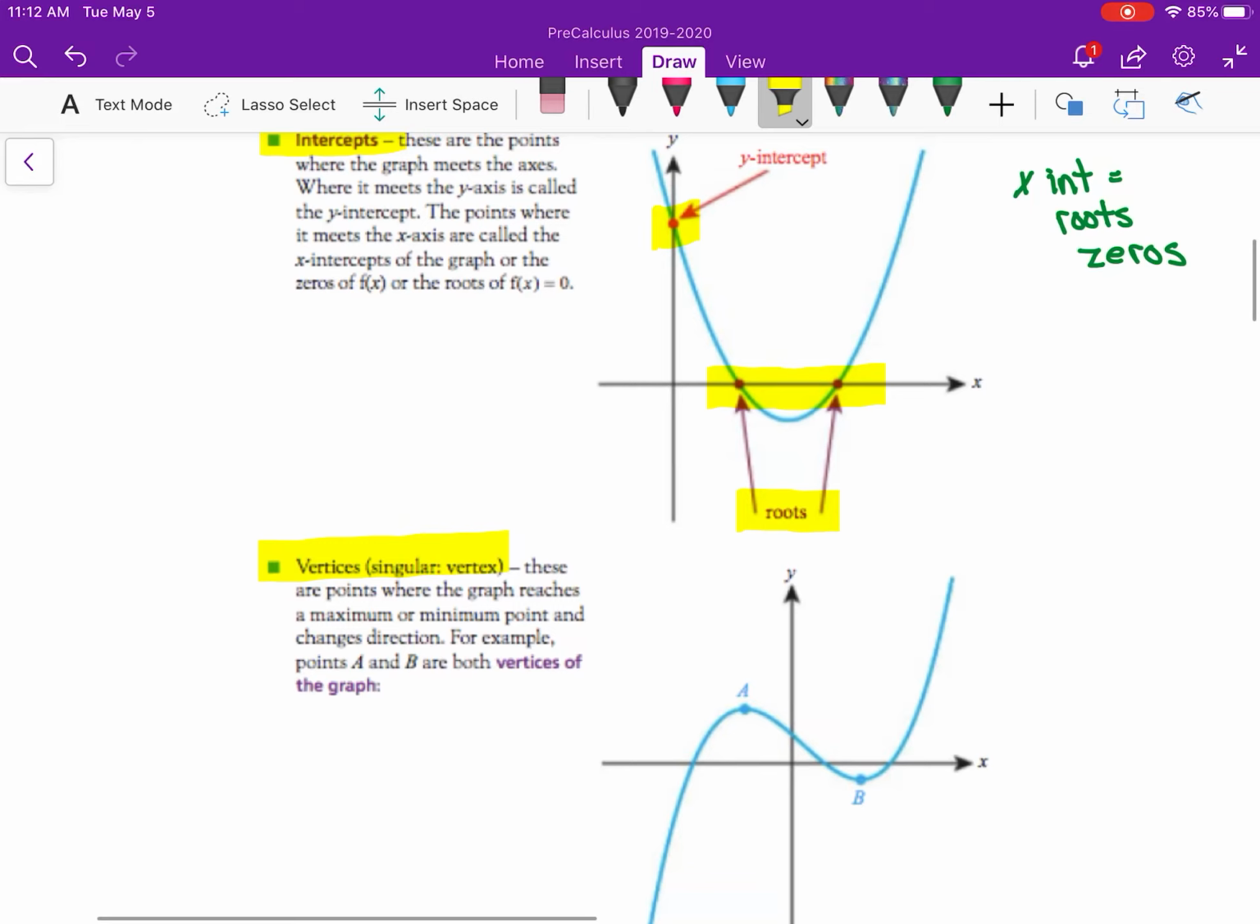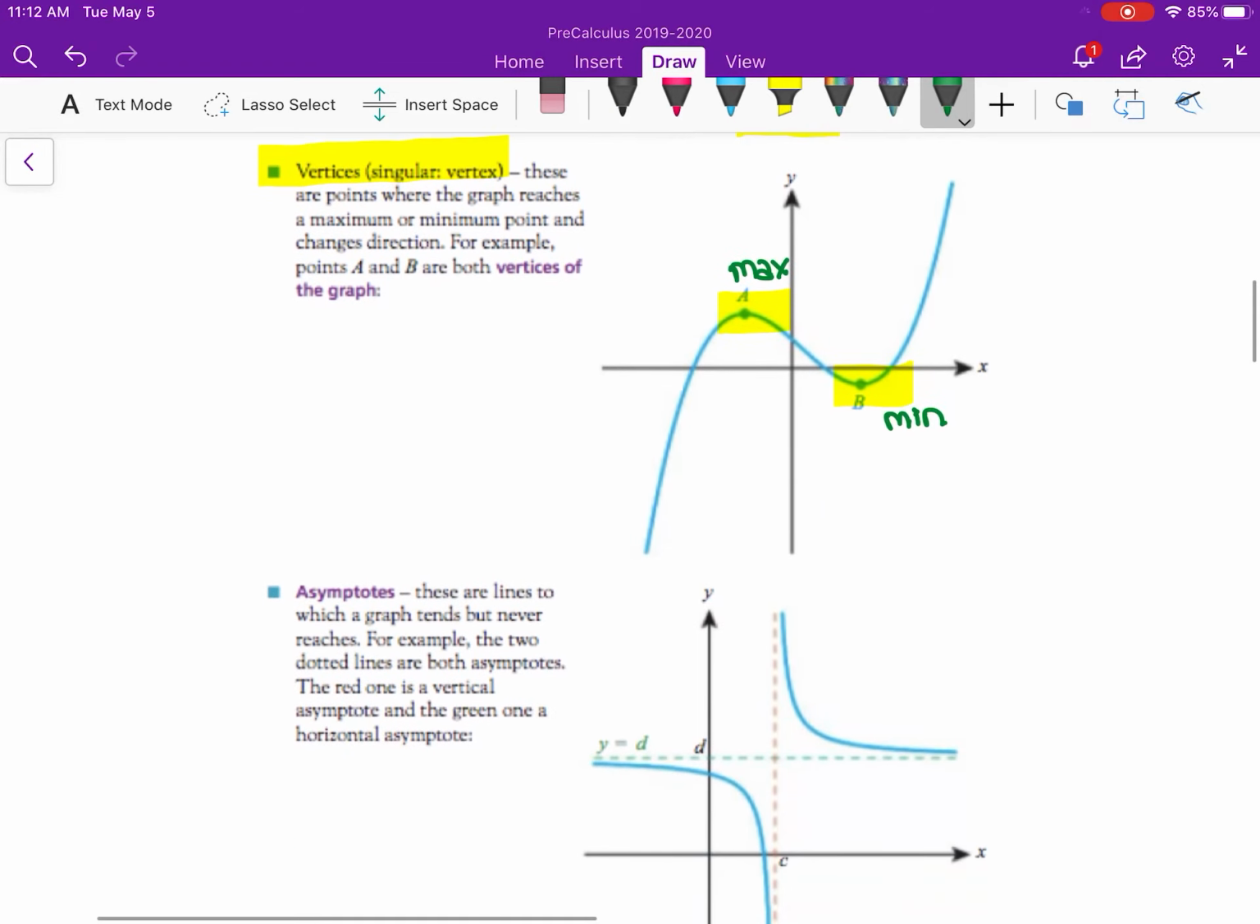Vertices, or the vertex, are points where the graph reaches a maximum or minimum point. So here we have a maximum. Here we have a minimum. We talked a little bit about that in the last lesson.